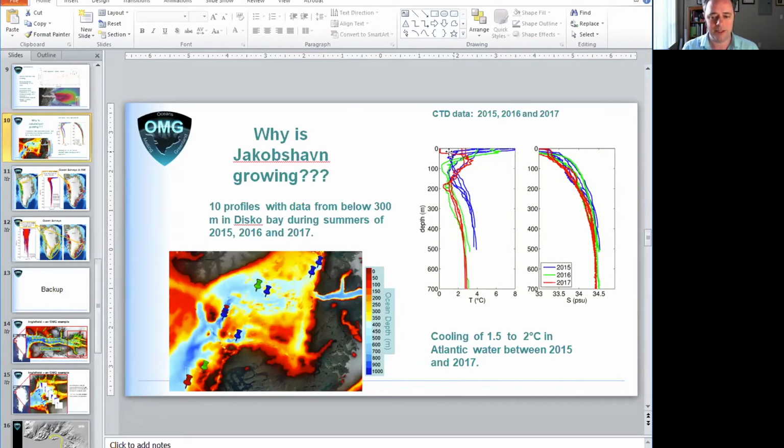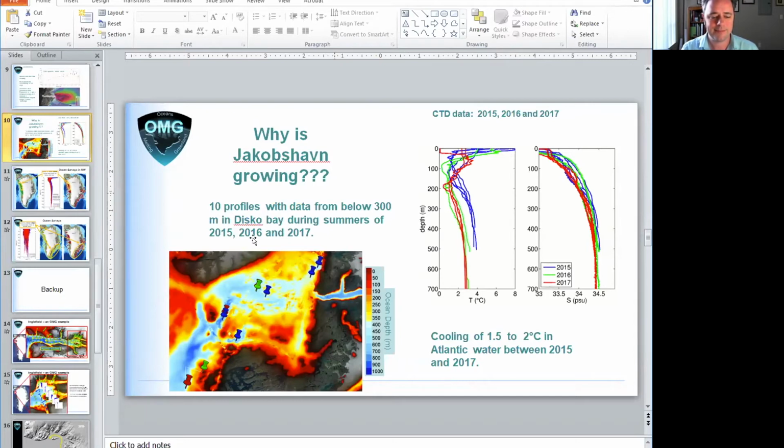But this is an interesting difference as well, and something that if we get some more data in Disco Bay, we'll certainly be interested in investigating. And I think also it might be clearer in a TS diagram than on these two plots. Cool.